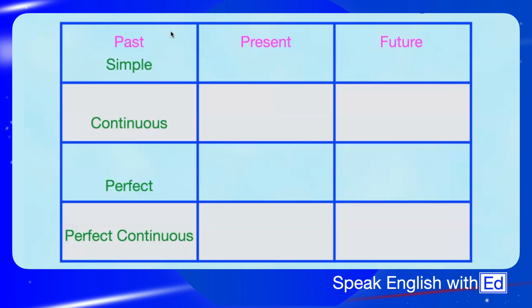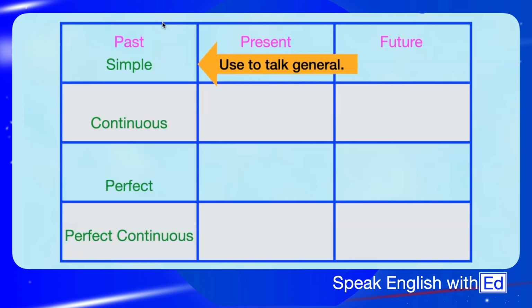What do they do? Well, you can use the simple tense to talk about things generally, such as I work, I walk, I sleep, I eat. General things that you can use these to talk about. You can do it in the past, you can do it in the future, you can do it in the present, and we'll look at those in a minute.